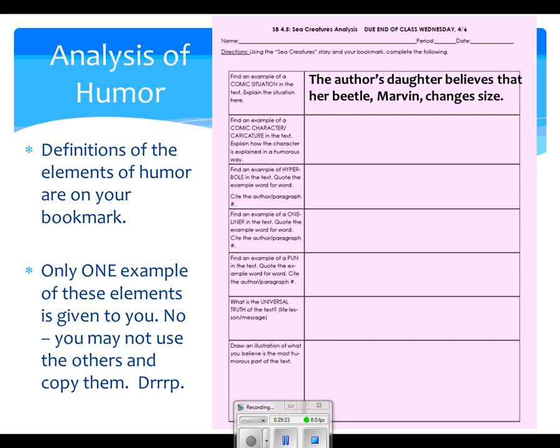Now, first element of humor, the first row, is to talk about a comic situation. The comic situation I decided to write on was the one of Sophie, the author's daughter. The idea that she thinks her beetle Marvin is literally changing size. I think that's funny. That to me is a good comic situation.